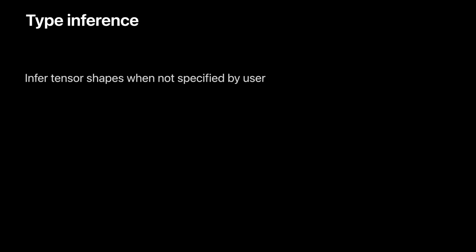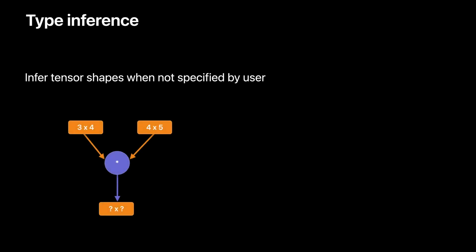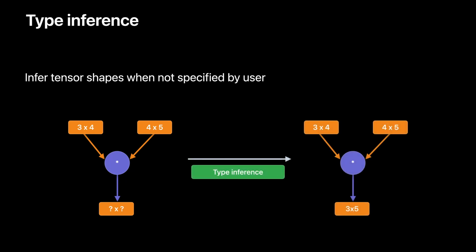Next, let's talk about how we reduce the number of compilation calls through deferred type inference. Type inference is a compilation pass where MPSGraph must determine tensor shapes where they are not specified by the user. In this graph, we are performing a matrix multiplication of two 2D tensors. The shapes of the input tensors are shown. However, the output tensor is of an unknown shape. Once the type inference pass is complete, the output tensor shape is determined based on the inputs and operation type.